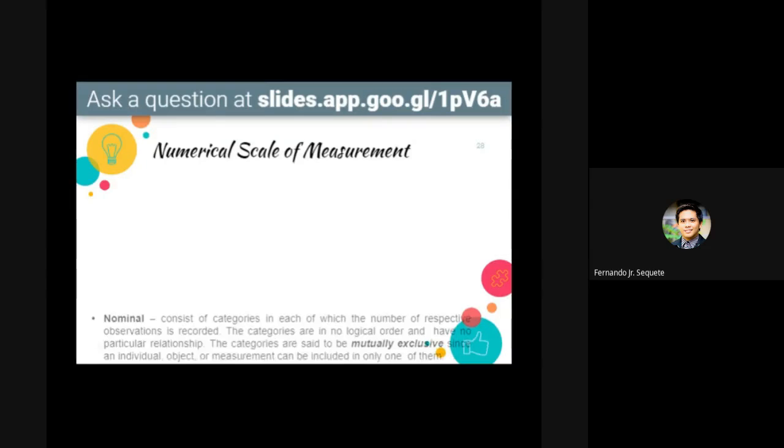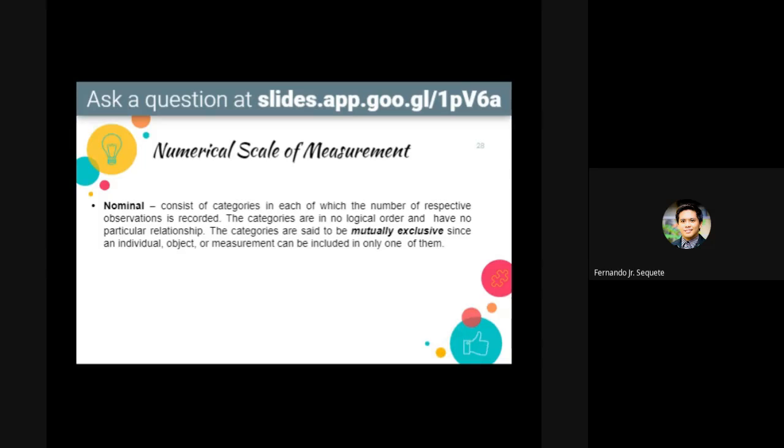Okay, let's run through. Again, you can ask questions through the link that I have posted in our chat, or you can take note of your question and ask it later after the discussion. Okay, the first numerical scale of measurement is nominal. It consists of categories in each of which the number of respective observations is recorded. The categories are in no logical order. Meaning, there is no relationship. No logical order. Nominal only.